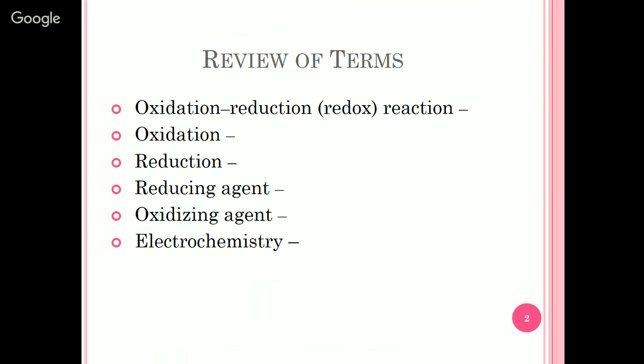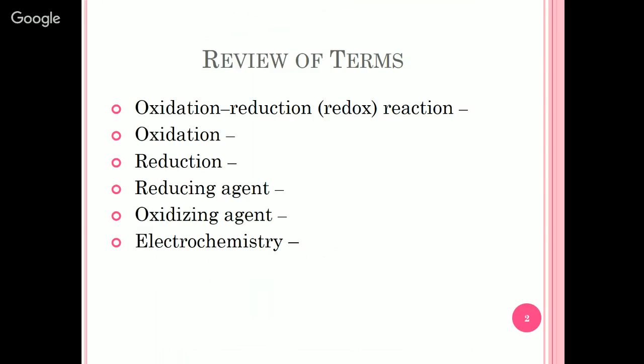Oxidation is the loss of electrons and an increase in positive charge. So you lose electrons because they're negative, your charge will increase. So this means you can go from 0 to positive, or you can go from a negative to 0. Reduction is the gain of electrons and also the reduction of your charge. So your charge goes down.